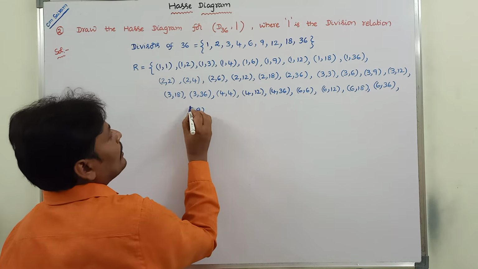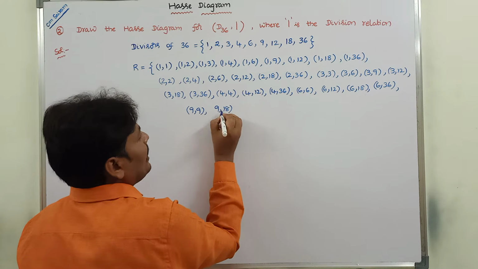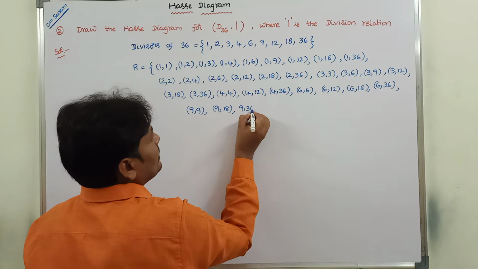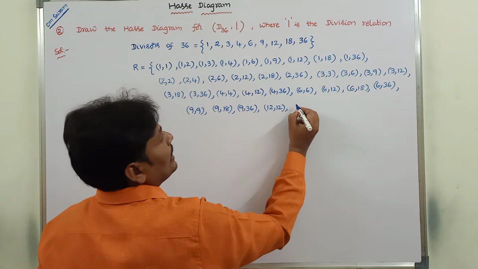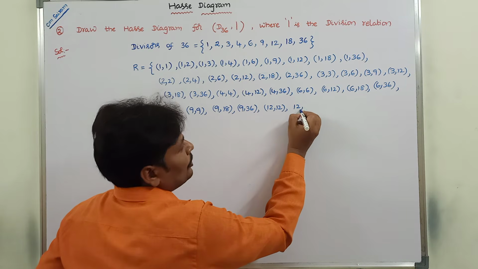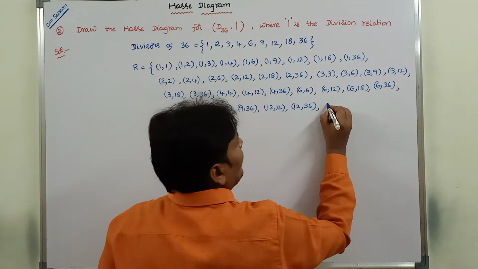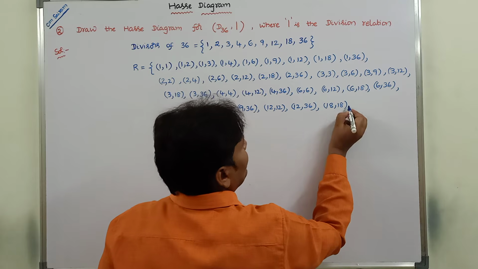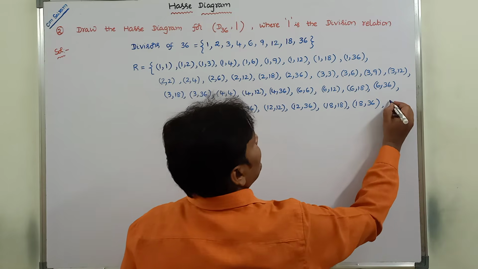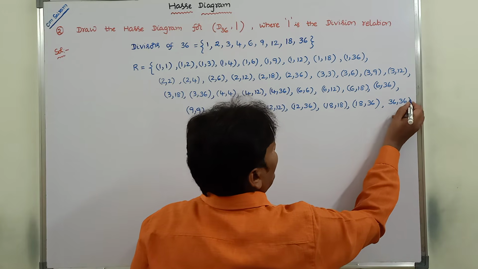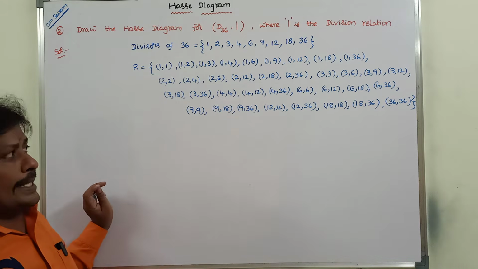9 divides 9. 9 does not divide 12. 9 divides 18. 9 divides 36. Next we can go for 12. 12 divides 12. 12 does not divide 18. 12 divides 36. Next element is 18. 18 divides 18. Next, 18 divides 36. Last element, 36 divides 36. So these are the ordered pairs we get for the divisor relation of 36.